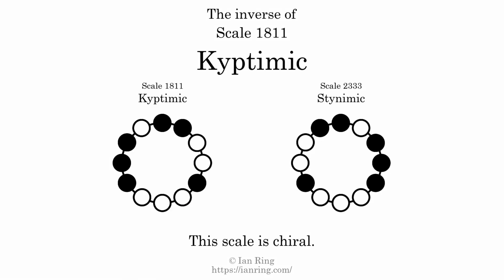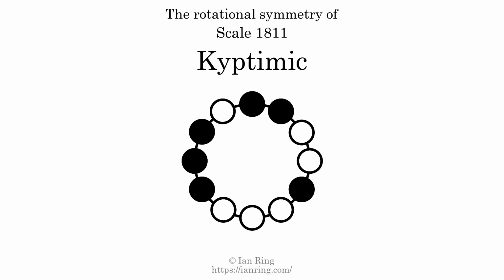The inverse of a scale is a mirror image. It is what you get when the sequence of intervals is reversed. The inverse of this scale is scale 2333, also known as Kyptimic. This scale is chiral. It cannot transform into its inverse by rotational transformation. This scale has no rotational symmetry.